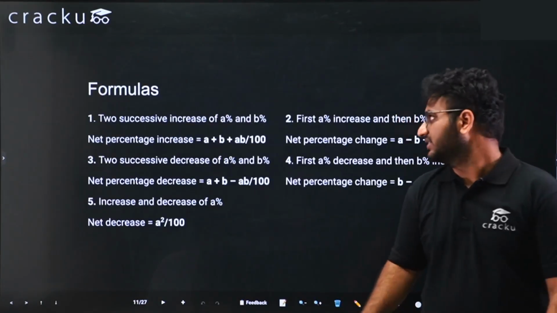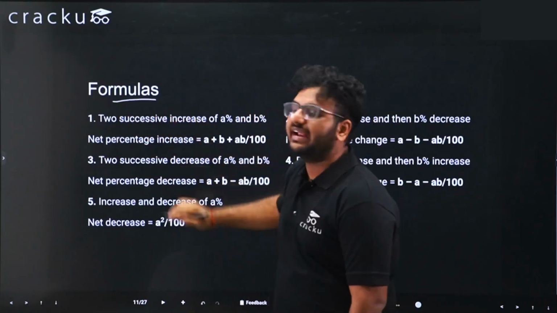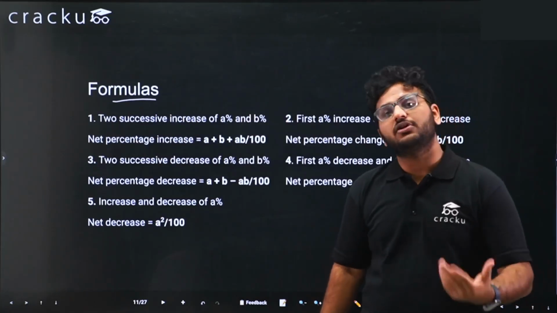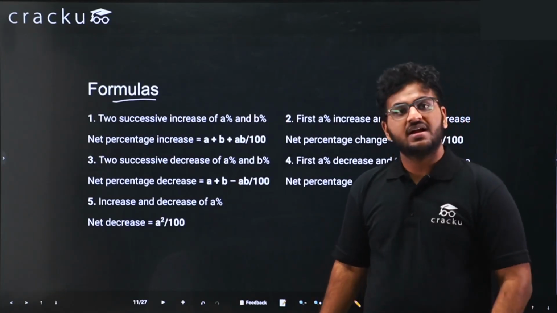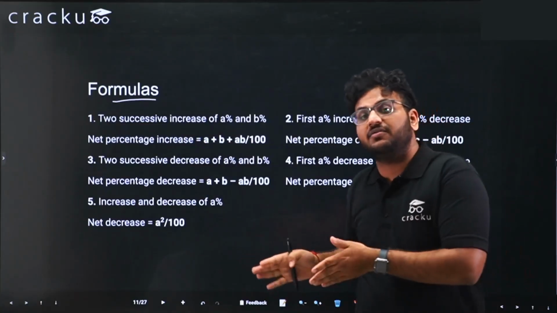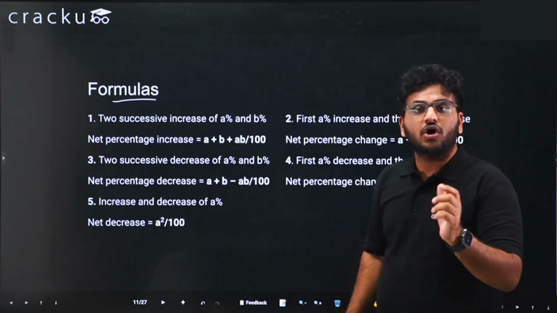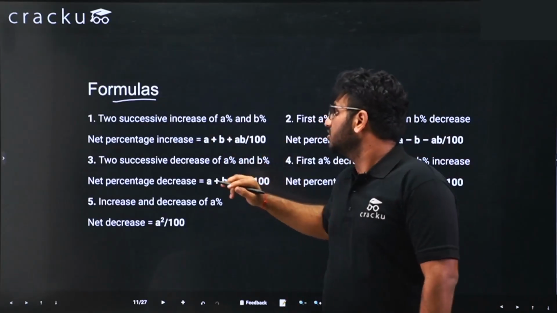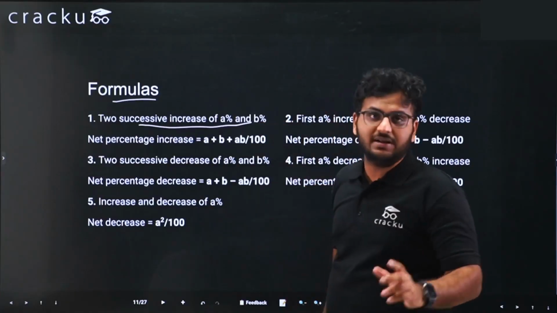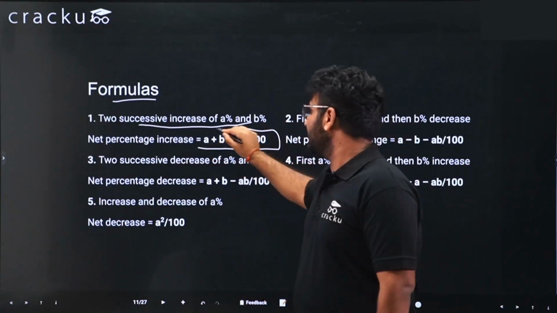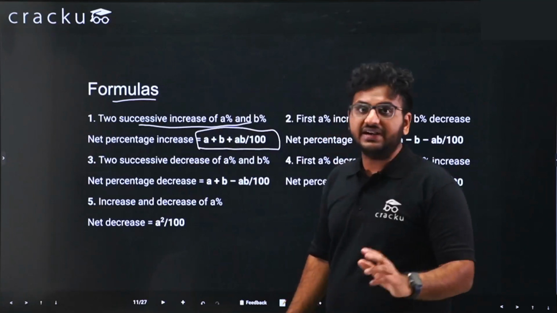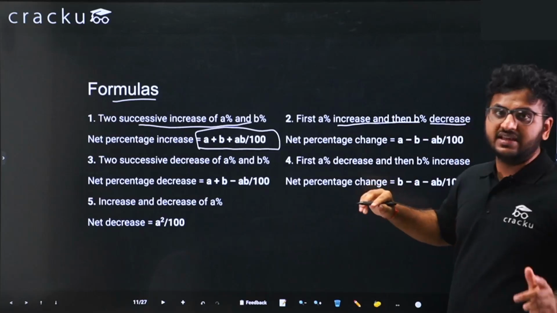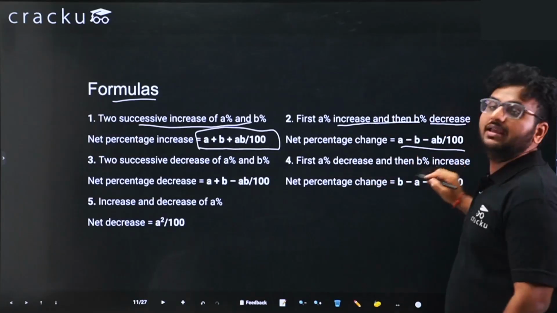Now we will learn some formulas. For example, if I had 10 chocolates in year 2025, and in 2026 it increased by 10%, and in 2027 it increased by 10% from 2026, what will be the net change in percentage? So we will learn a successive change formula for that. Two successive increases of A% and B% is written as A plus B plus AB by 100. If it is first A% increase and then B% decrease, then the net percentage change would be A minus B minus AB by 100.